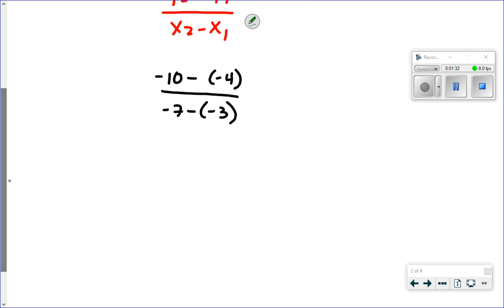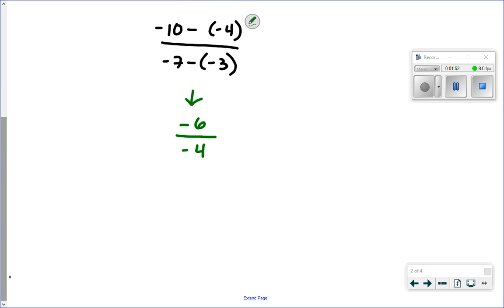Okay, -10 minus -4, that minus the negative is going to end up being plus. So -10 plus 4 would be -6. And then in the denominator, -7 minus -3, that would end up being +3, so it'd be -4. And then I don't want to leave my answer like that. It needs to be reduced, simplified. Those are both even numbers, divisible by 2, plus the double negative can go away. So my answer is going to be 3/2. And I'm going to label this m, because in slope-intercept form, when we're talking about slope, the variable used is m.